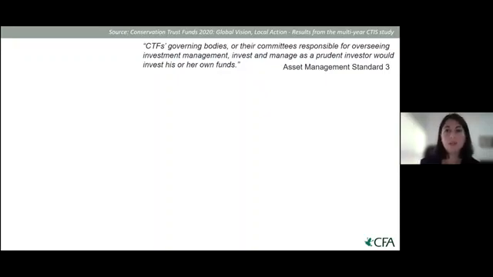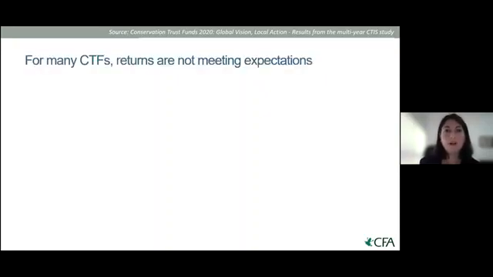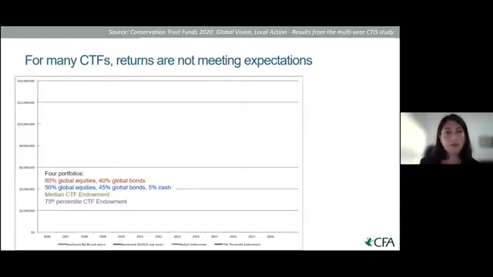And these are all tools that help the CTFs fulfill their mandate of being prudent investors and managing risks. But the CTIS multi-year study concluded that for many CTFs, the returns on these investments are not meeting expectations. And when we talk about expectations, we talk about at least a 3% spend per year, which is typically what CTFs have set to spend, between 3 and 4%.